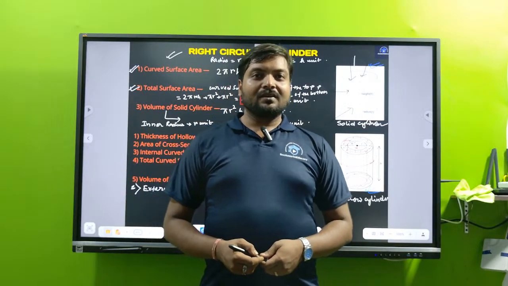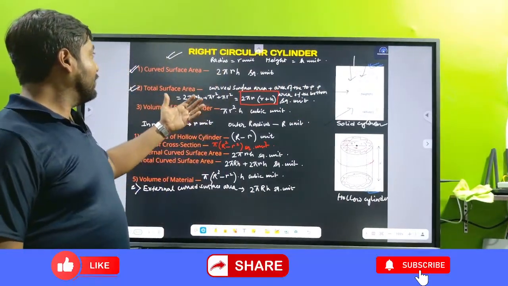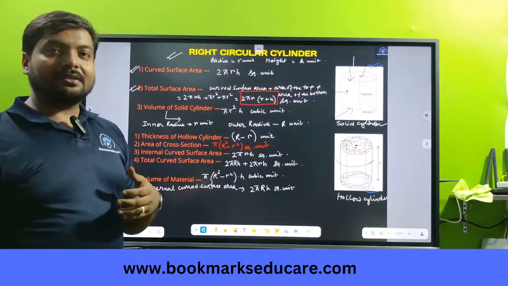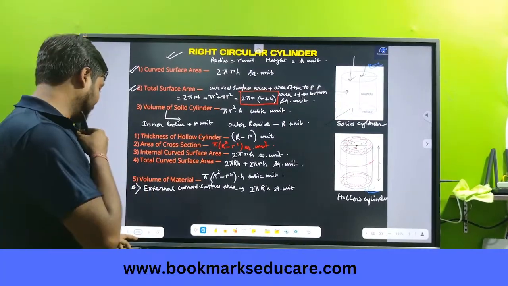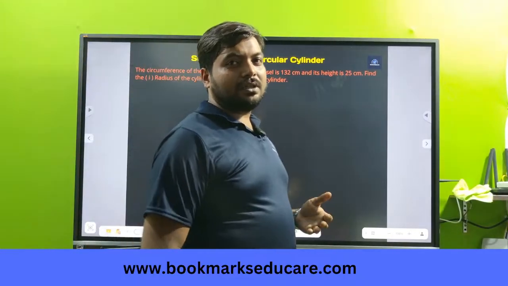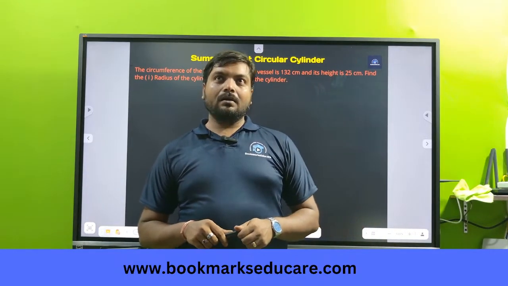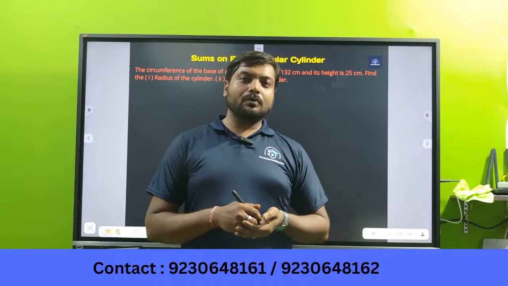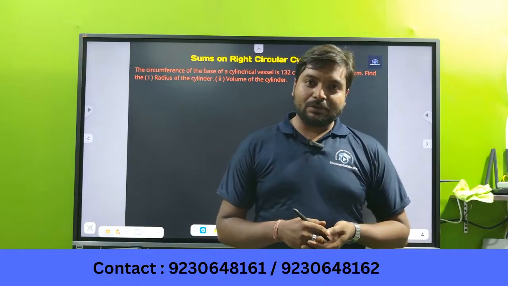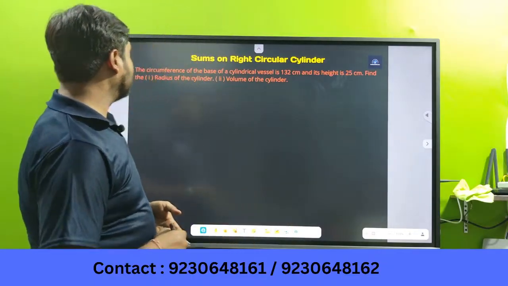Okay, we are back now. So already you have seen the formulas to find the sum. Now get back to the sums on right circular cylinder. Here we have mostly covered the sums that come in board exams. These sums are not directly from board previous year questions, but they are very similar and friendly questions that generally come in boards.